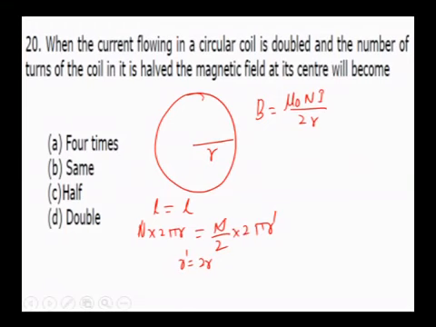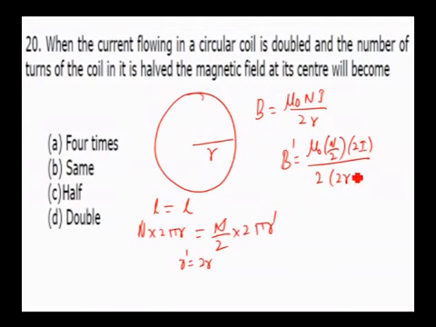Therefore, I will write in the next slide, B dash equals mu naught, n is given as n by 2, current is doubled, that is 2I, okay, divided by 2 into radius becomes now 2r according to this expression. Okay. So, if you cancel n and r, I can write B dash equals B by 2. Okay. So, it becomes half. By mistake, what we will do is, we will not consider radius, we will take directly n by 2 and 2I, and we will cancel this 2 and 2 and we will say it remains the same.